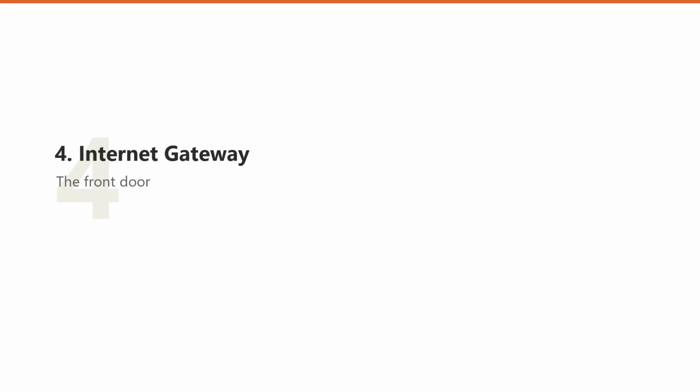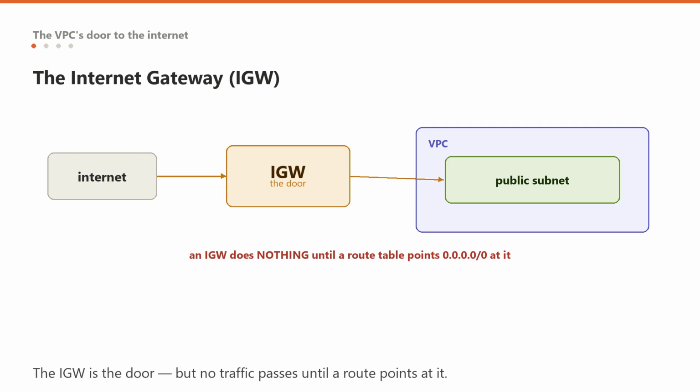Concept 4. The Internet Gateway. The Internet Gateway, or IGW, is the component you attach to your VPC to give it a door to the public internet. It's fully managed by AWS, highly available, and scales on its own. You don't size it. It allows traffic in both directions for resources that have a public IP address.